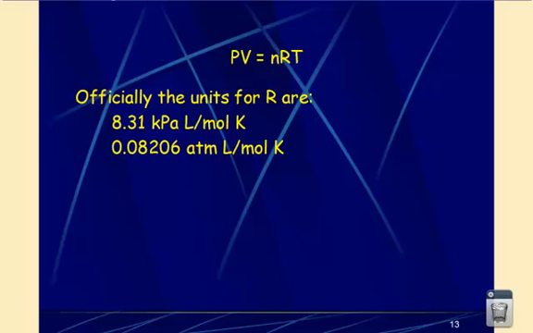Here are the official units, though. So if you have 8.31, it is equal to kilopascal liters per mole Kelvin. See, kilopascals liters divided by moles and Kelvin. Or it could be atmospheres liters, see, atmospheres liters per mole Kelvin. So depending on the pressure unit you use, you'll be using a particular value for R.